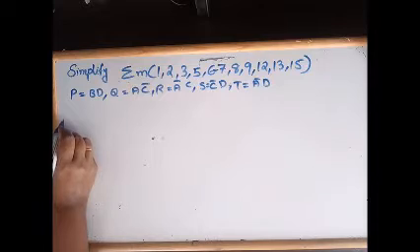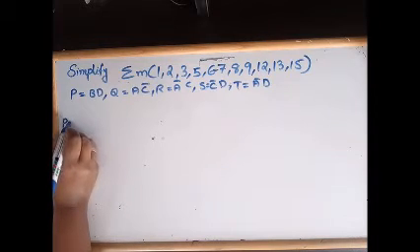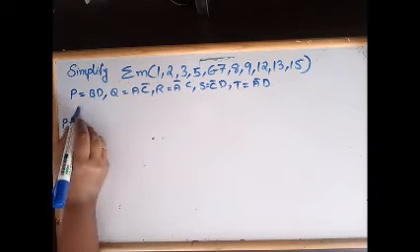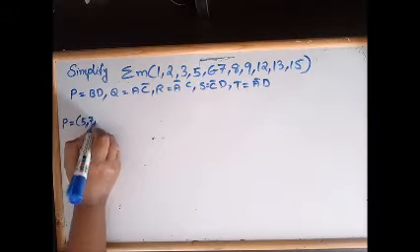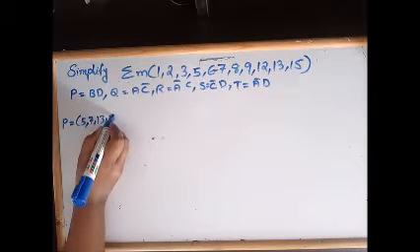So we consider the prime implicants, that is P, which is equal to BD, that is generated by combining the minterms 5, 7, 13, 15.